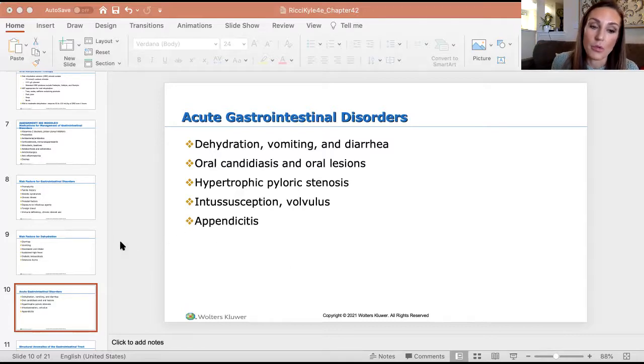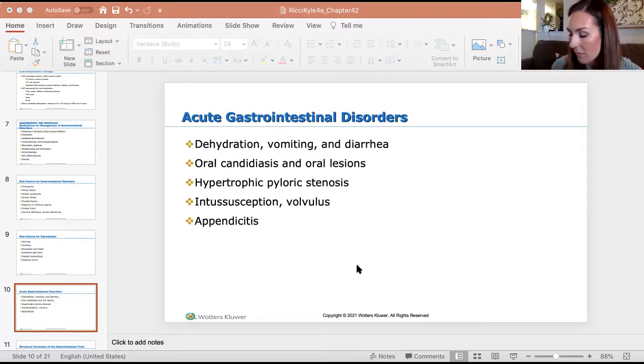It's a slow drip. You might even hear that tinkling sound when you're auscultating the abdominal quadrants for those bowel sounds. I don't know why I couldn't think of that. So it might have that tinkling sound.